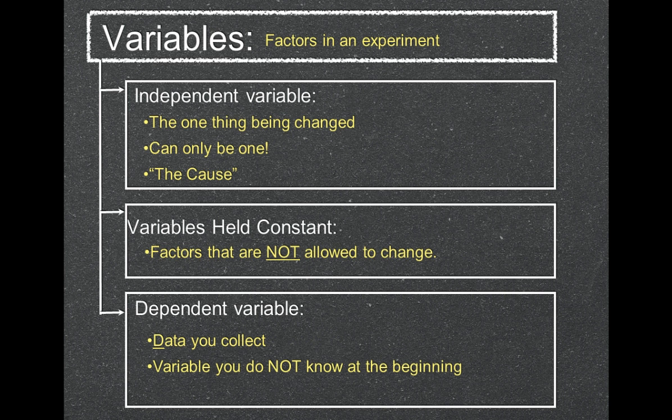You don't know it ahead of time. I did know how much vitamin C I was giving each mouse, but I didn't know the mass they were going to be at the end. So you don't know the dependent variable ahead of time. It's something you find out as your experiment's going along. Think of it as the results of the experiment.